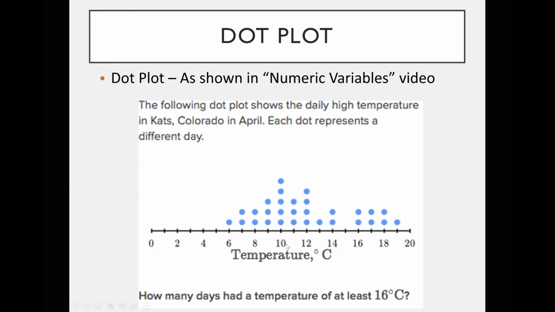Okay, so we can see how many days had a temperature of at least 16 degrees Celsius. At least means including, so we'll count these two, plus everything at least implies greater, so we'll count 1, 2, 3, 4, 5, 6, 7. So pretty straightforward.